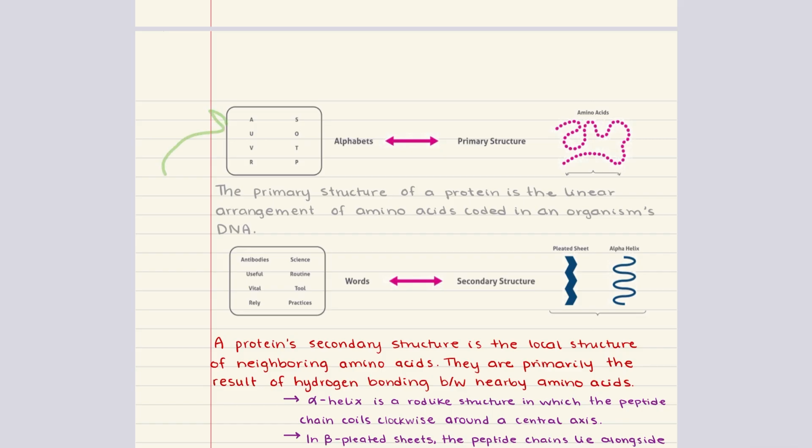The primary structure is the exact linear sequence of amino acids connected by peptide bonds. This sequence is determined by the DNA that codes for the protein, and it's always written from the N-terminus, which has the free amino group, to the C-terminus, which has the free carboxyl group.